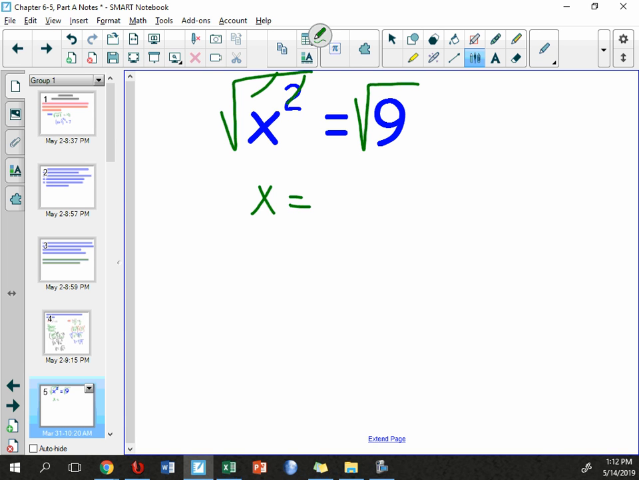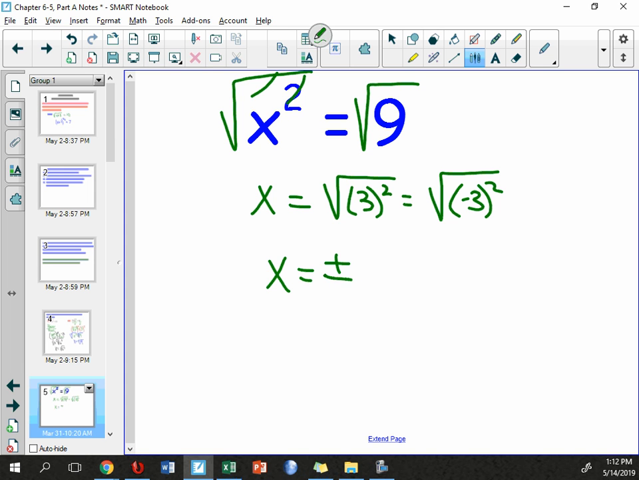Aha, Chase is correct. So I'm going to have positive 3 squared or negative 3 squared is 9. Do we understand that? So when you take the square root, I need you to automatically put plus or minus. Do we get that? This leads me to what we used to do when we did absolute value equations. Do you remember what we did when we had absolute value equations?